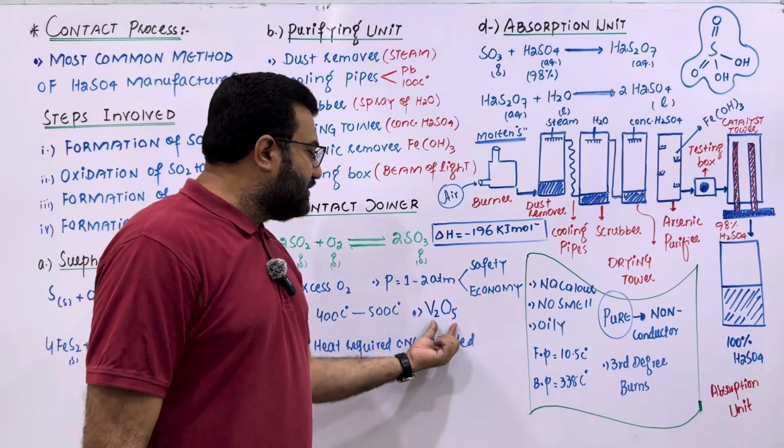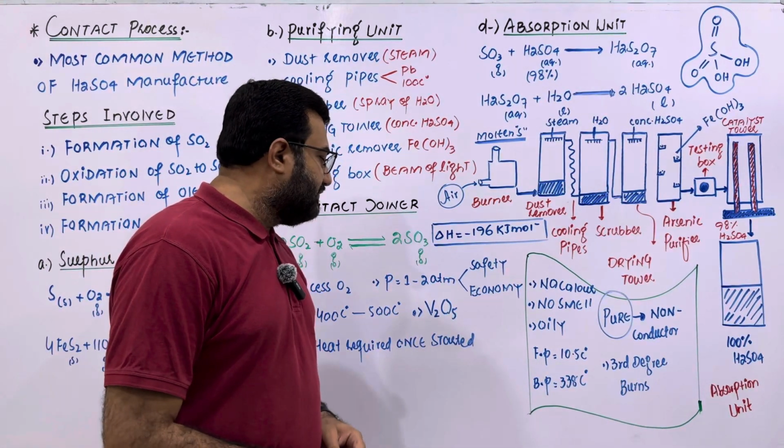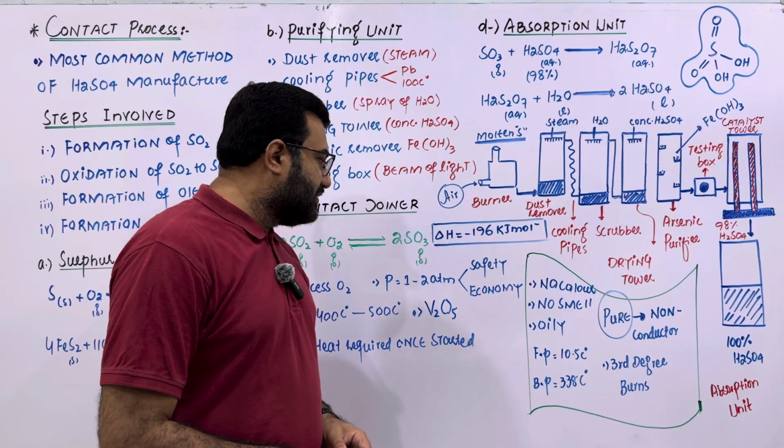And we also use a catalyst. The catalyst makes the reaction faster, and that is vanadium pentoxide in this case.